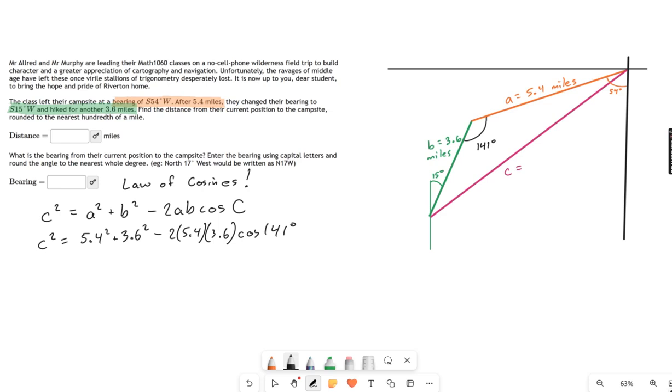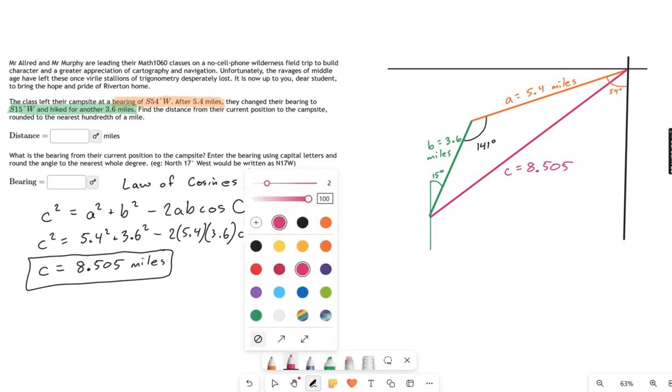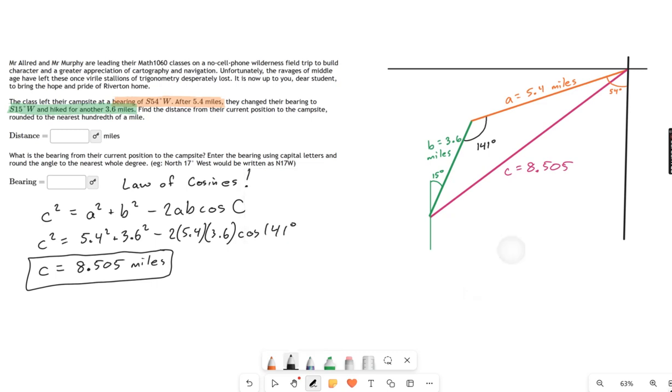141 degrees. And what that's going to give you, if you push through the math on your own, is 8.505 miles. Okay, so that's the distance back to camp. And I'll label that on our diagram over here. That's 8.505. Okay, step one's done. Now we have to find the bearing back to camp, which means we need to know another angle inside the triangle. I'm going to pick this guy right there.